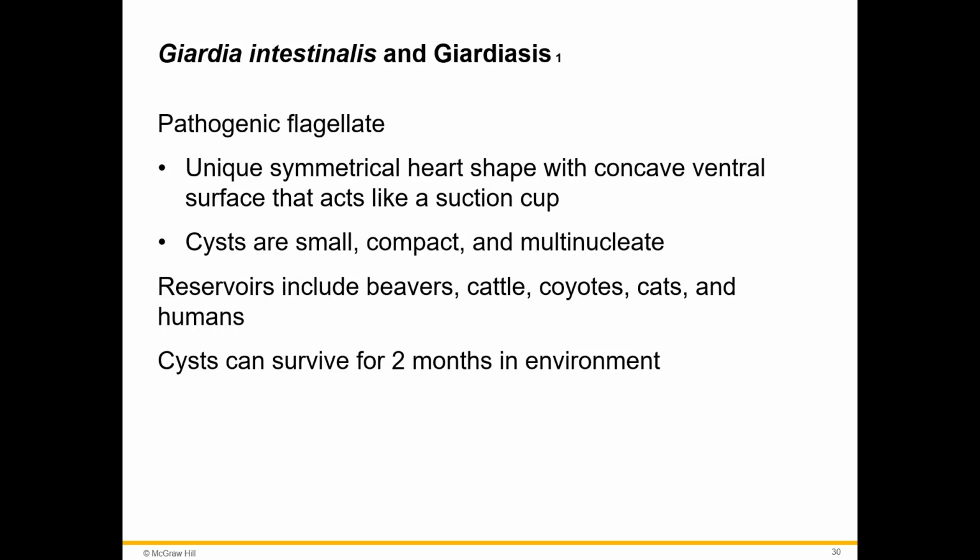Okay. And reservoirs, where do we get a lot of this from? Well, beavers, cattle, coyotes, cats, and humans. I had told you about my friend in Yellowstone. He was only using a little filtration straw, but he was drinking water from the river, and then he got Giardia intestinalis, because he had been drinking some water contaminated by some kind of animal's feces, where the cysts would be present. The cyst can survive for 2 months in the environment.